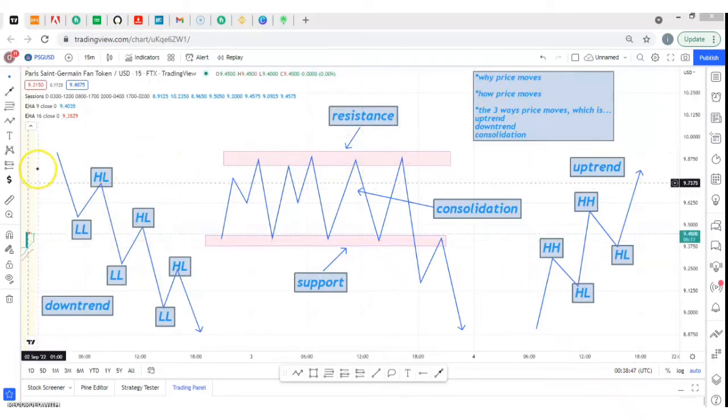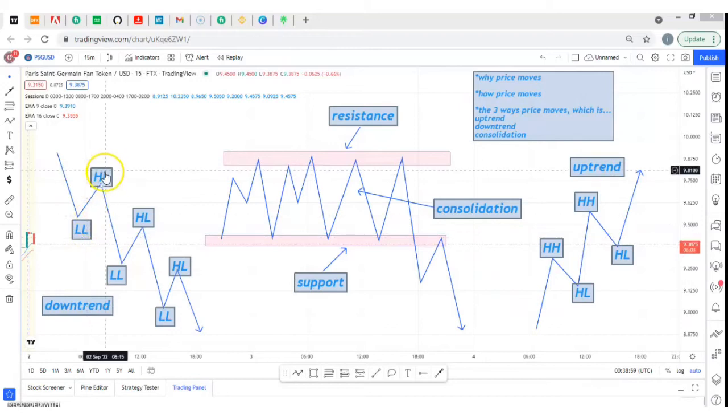In a downtrend, this is a downtrend you're seeing here on my left, the definition of a downtrend is lower lows and lower highs. Now for an uptrend, this is an uptrend on my right corner here, the definition of an uptrend is higher lows and higher highs. So yeah, that's the definition of an uptrend, and this is the definition of a downtrend.